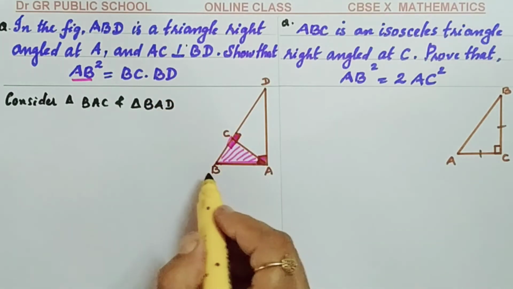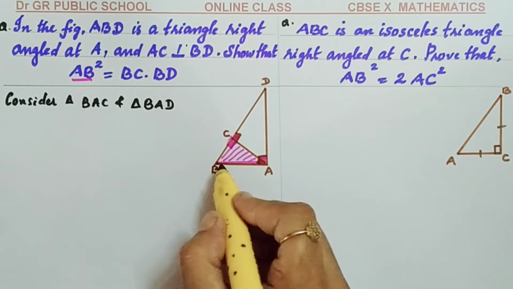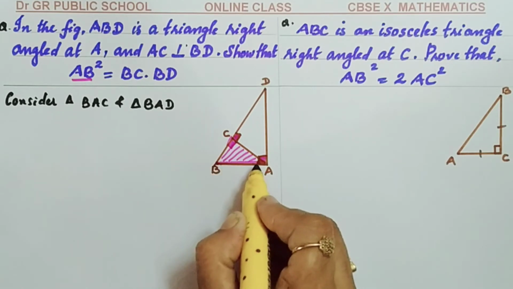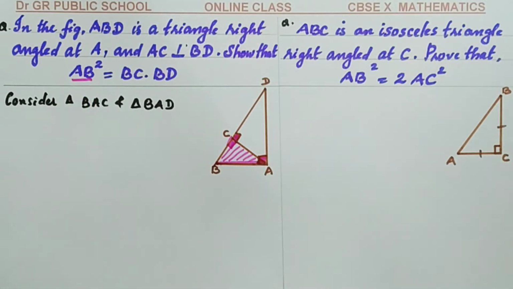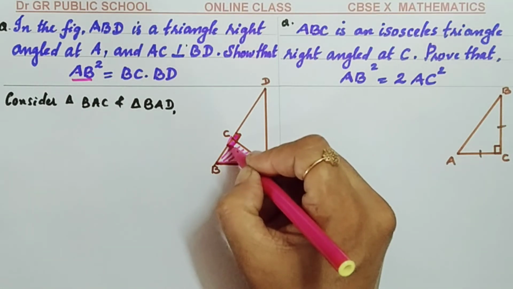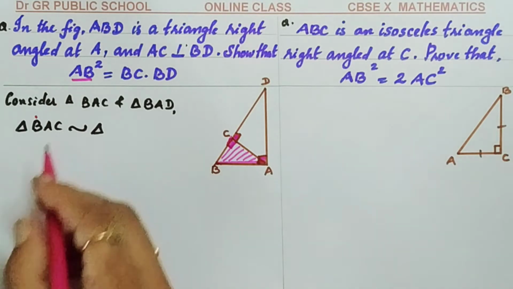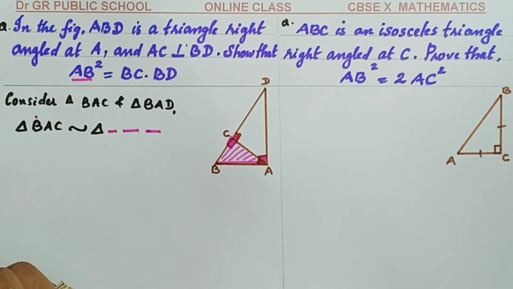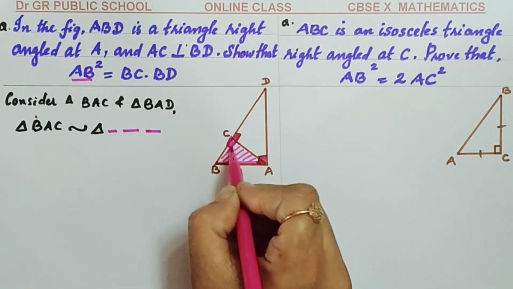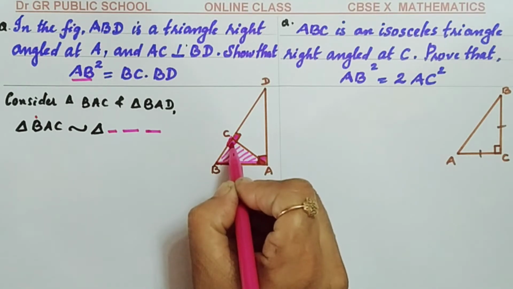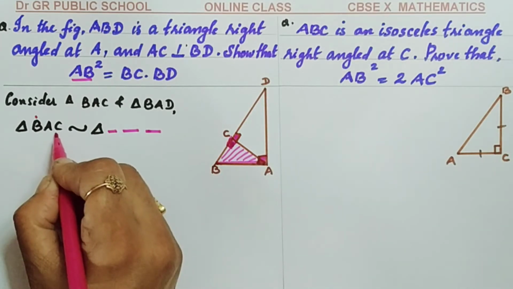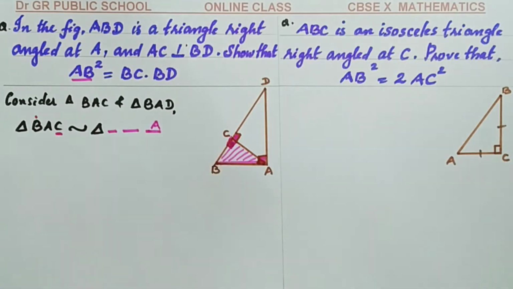Hope you understand why I take these two triangles. Because in those two triangles, BA is the common side. While taking the similarity, you will get BA square or AB square. In triangle BAC, angle C equals 90 degrees. So, triangle BAC is similar to, you need to write the three letters in the correct order. Angle C in the small triangle is equivalent to angle A in the large triangle. So, C corresponds to A.